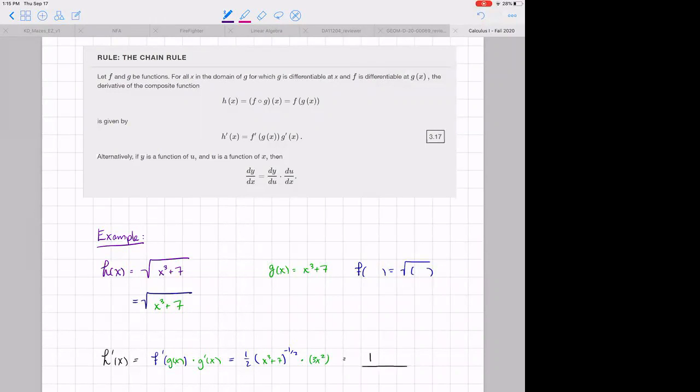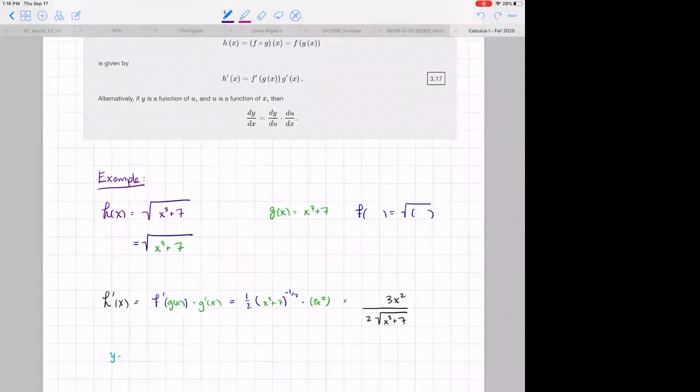So then I now just simplify a little bit. I can make that x cubed plus 7 to the negative 1/2, or 1 over x cubed plus 7 to the 1/2, or 1 over the square root of x cubed plus 7. And of course, that 1/2 out front gives me the 1/2 sitting in front of that square root of x cubed plus 7. Then I multiply by 3x squared, which was the derivative of g of x. And of course, 1 times 3x squared is just 3x squared, so I'll delete that 1 now. Okay, so that's the first method.